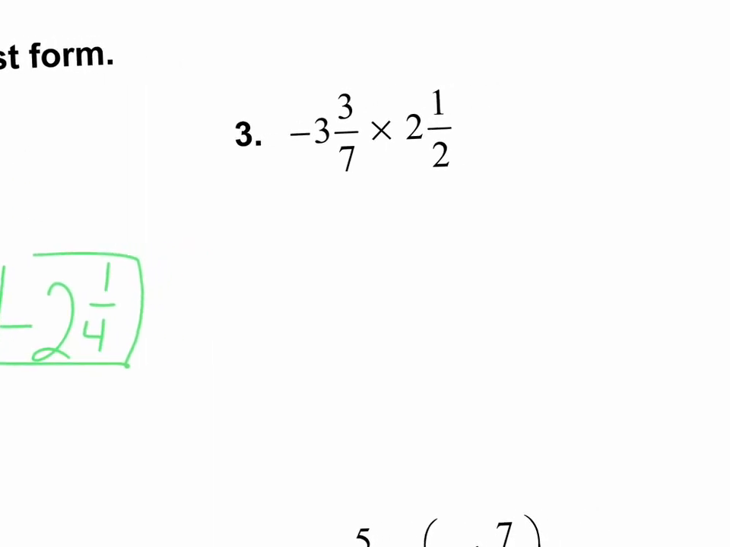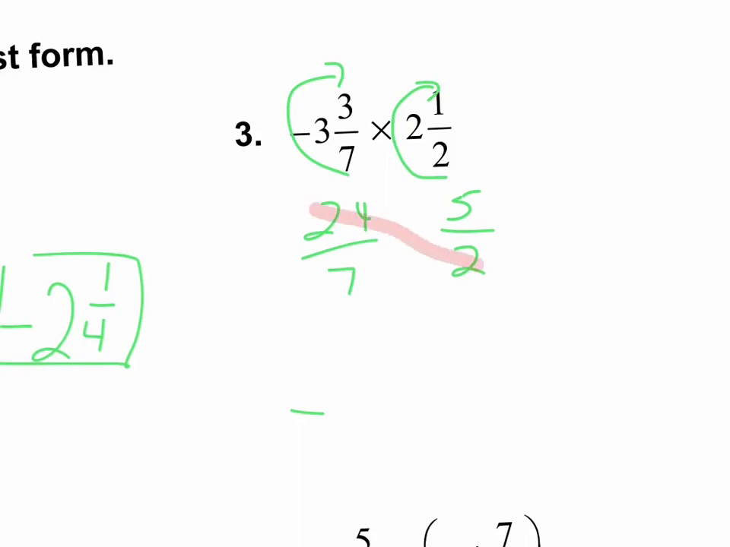Okay, so now we're multiplying. We have a negative times a positive, so that would be a negative answer. But we got to make these improper. So 3 times 7 is 21, plus 3 is 24 over 7. 2 times 2 is 4, plus 1 is 5 over 2. Then let's do our diagonals because we can cancel things out easier that way. So what goes into 24 and into 2? 2 does, right? So 2 divided by 2 is 1. 24 divided by 2 is 12. And then I think that's all we can do.